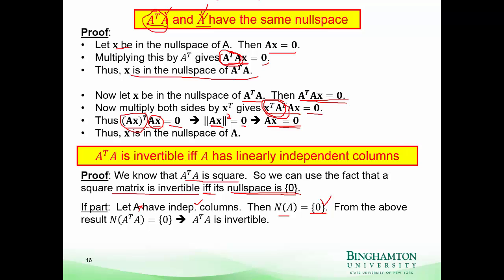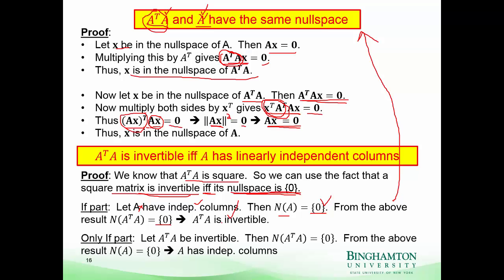And from the above, meaning this result that we have up here, since A and A transpose A have the same null space, and A has a null space of just the 0 vector, A transpose A must have the null space of just the 0 vector. And a square matrix is invertible if and only if its null space is the 0 vector, therefore A transpose A is invertible. So we did the if part. If A has independent columns, then A transpose A is invertible.